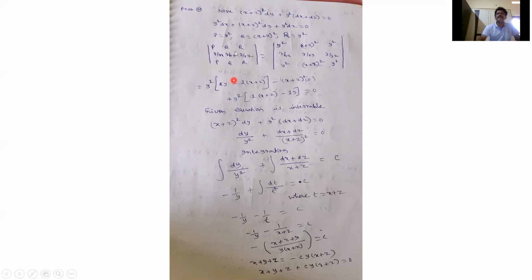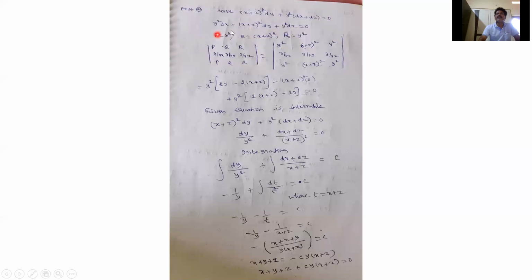Second one, solve (x + z)² dy + y² dx + dz, that is, y² into (dx + dz). So here we write it in the form of P dx + Q dy + R dz = 0.